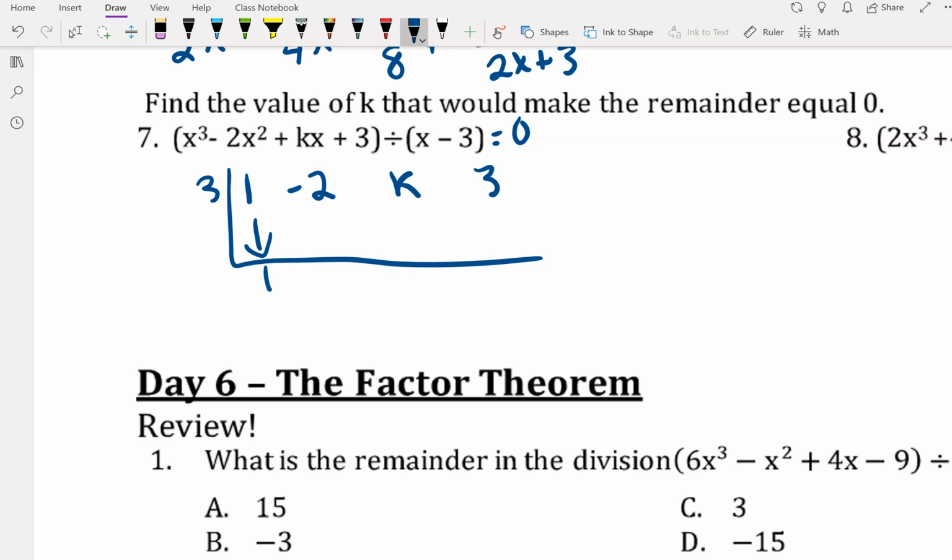1 times 3 is 3. Add straight down, I get 1. 1 times 3 is 3. Add straight down, I get k plus 3, because I don't know what k is. Multiply, I get 3k plus 9, because I need to multiply this 3 by this whole thing, so it's distributing. Add straight down, these two are like terms, so those can combine, but the 3k stays separate, so 3k plus 12. Why did I put 18? Sorry, guys. 3k plus 12.